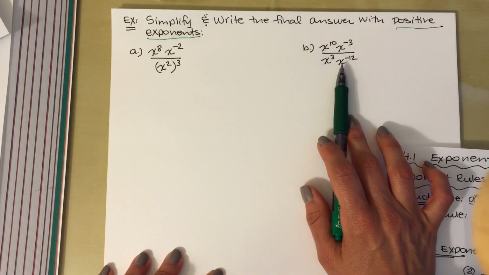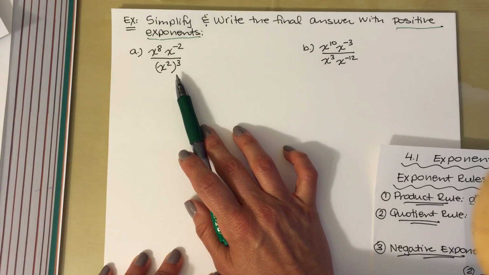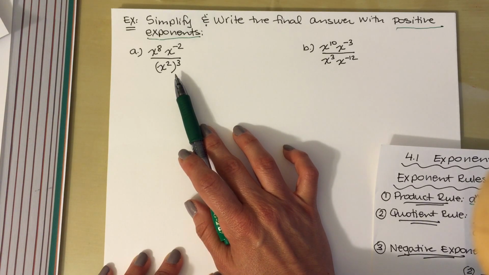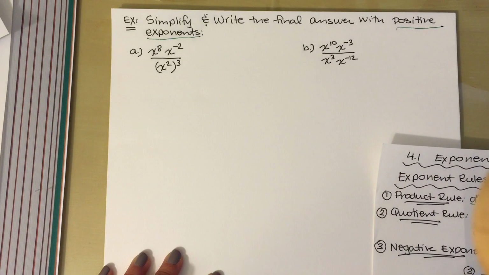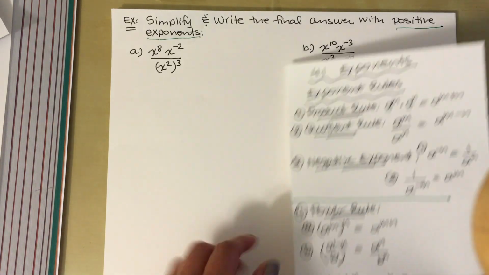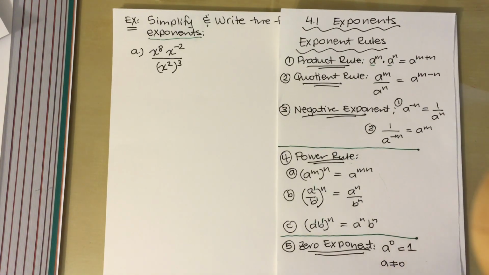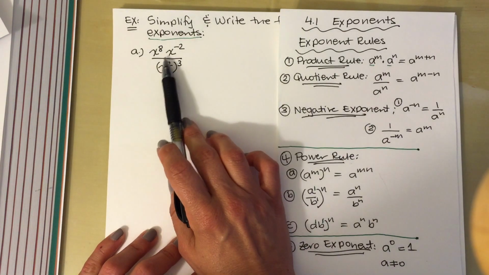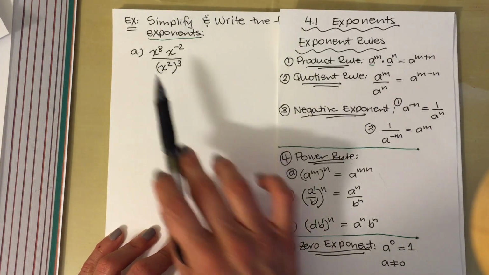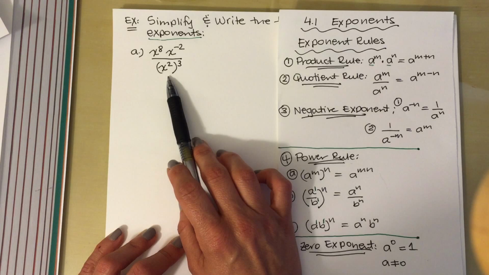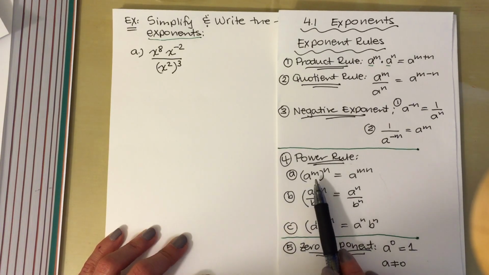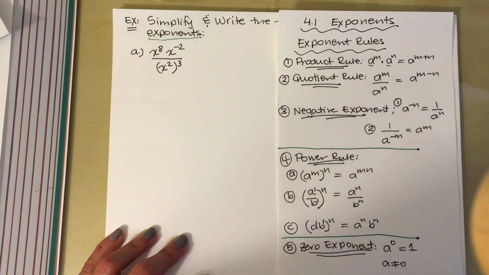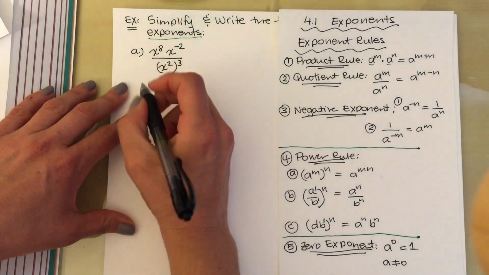Both A and B have the same base throughout. These are both base x. Let's look at the first example. In the numerator, you have a product, so we should use the product rule. In the denominator, I have a situation that looks like 4a, so we use the power rule and multiply our exponents.